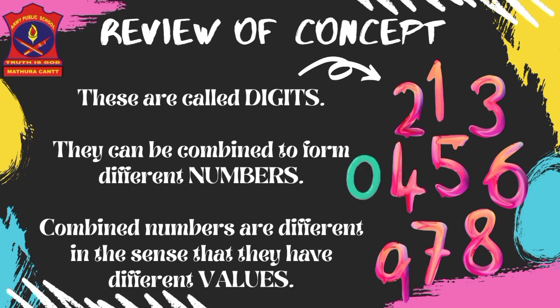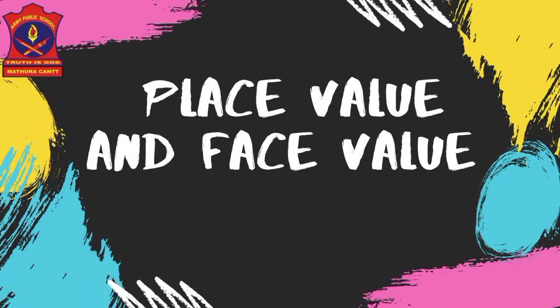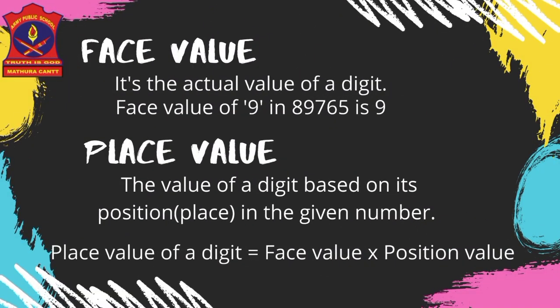Let us revise. These digits which you are seeing here, 1, 2, 3, 4, 5, 6, 7, 8, 9, are called digits. They can be combined to form different numbers, and the combined numbers are different in the sense that they have different values. Now let us study place value and face value. Face value is the actual value of a digit. The face value of 9 in 989,765 will be 9 only.